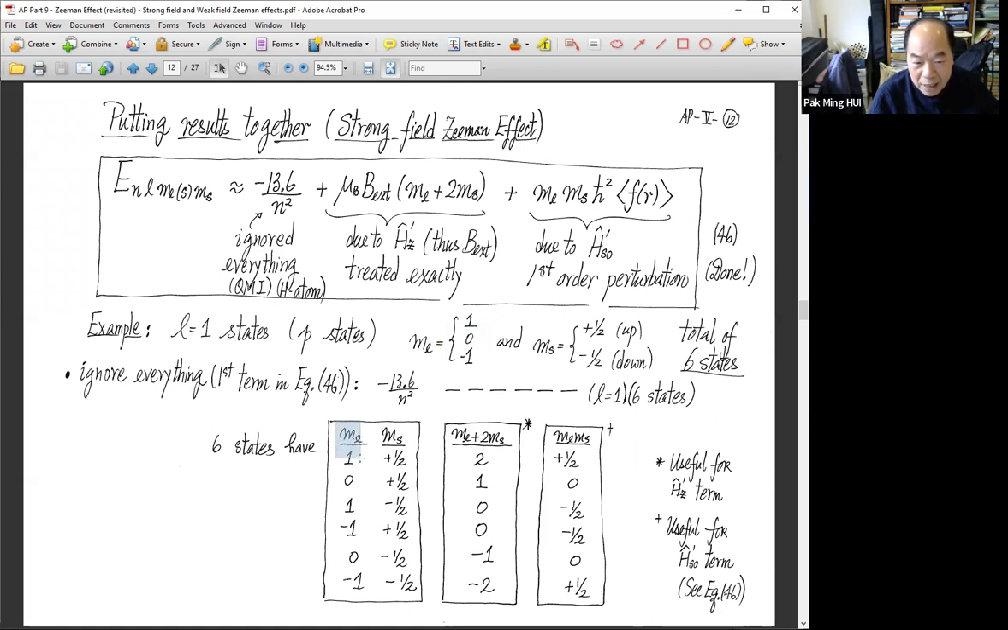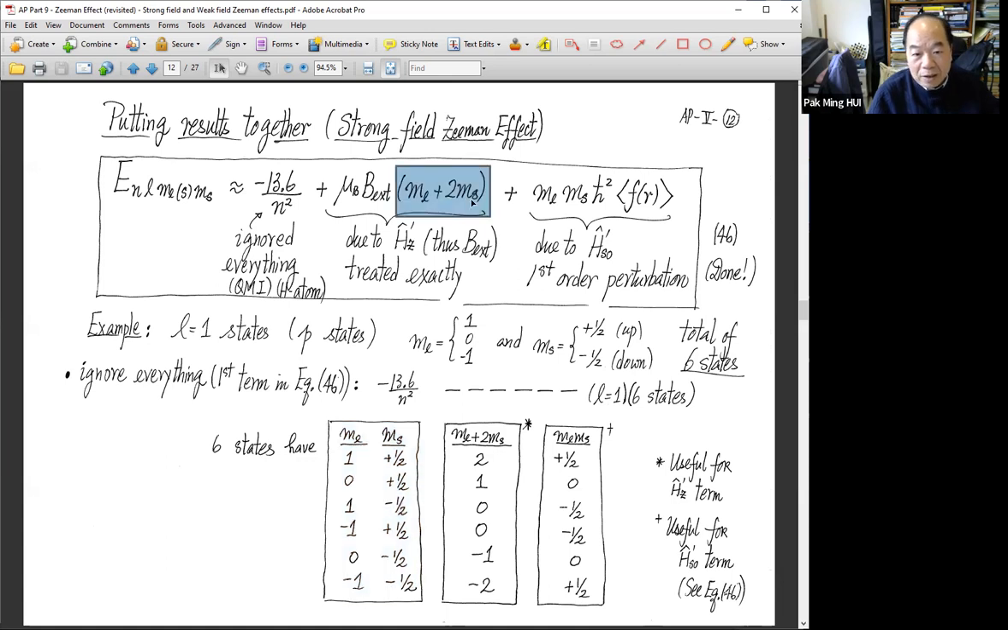ML can be 1, 0, minus 1. MS can be plus half, minus half. So there are 6 combinations, right? So here I list the 6 combinations. To prepare for using the formula, the answer, we need this combination.